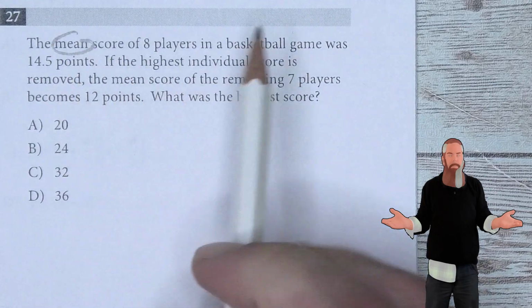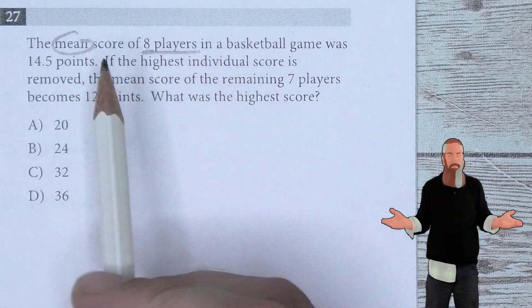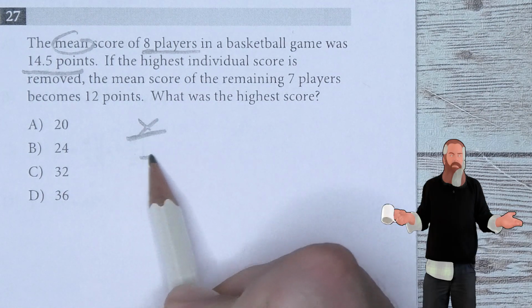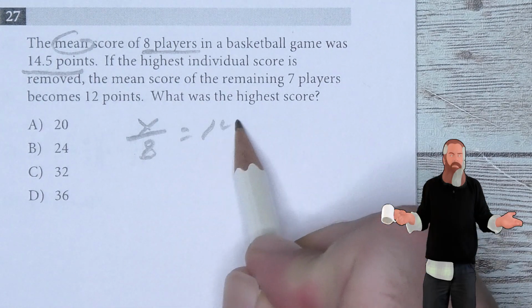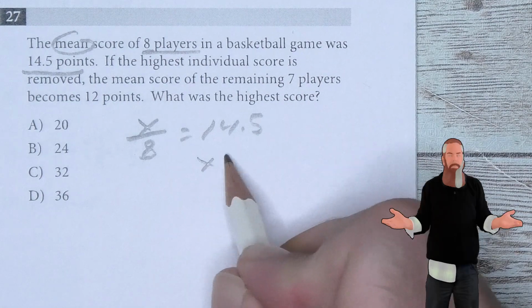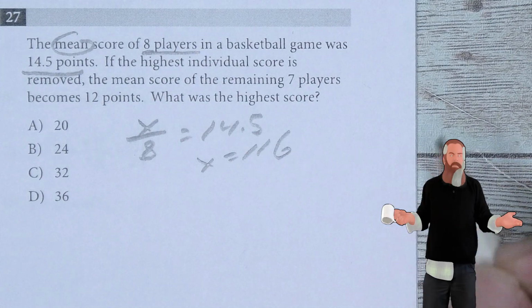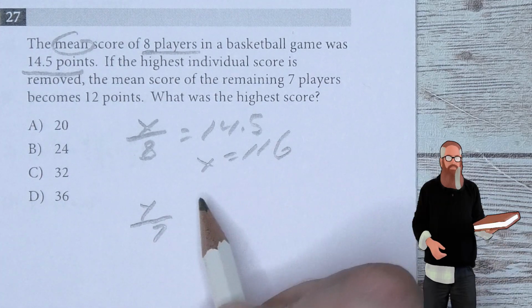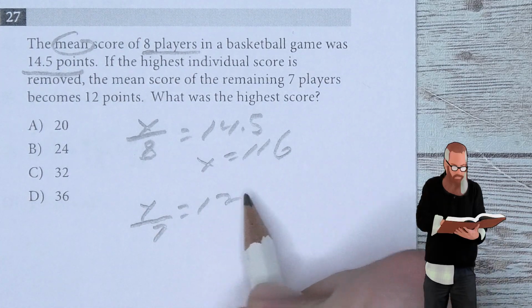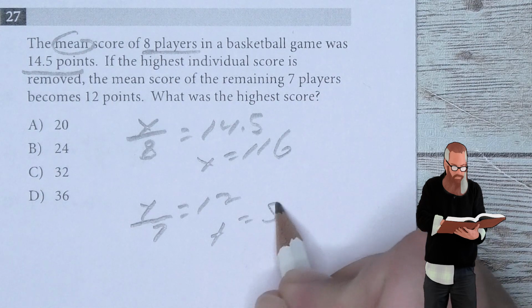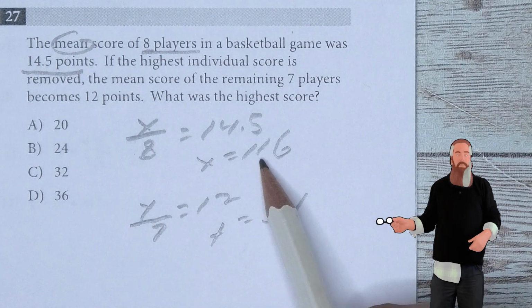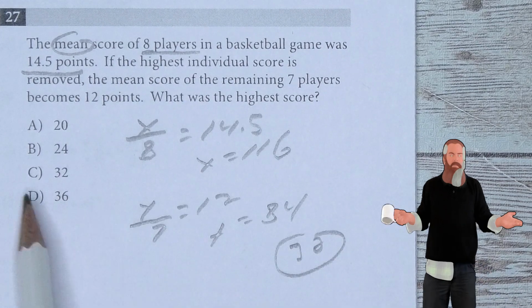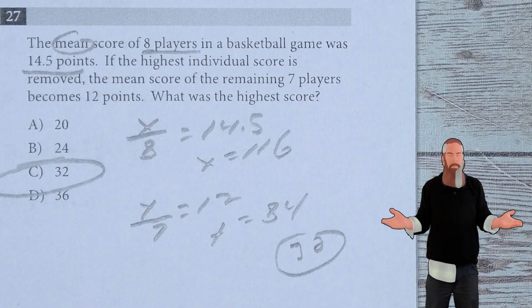So mean is average, and we know that there are 8 players, and the average was 14.5 points, meaning that x over 8 would be equal to 14.5. So x is equal to 116. But if y over 7, we remove the highest player, was equal to 12, then y is equal to 84. Now 116 minus 84 would give us 32 points. That was the highest scoring player, so C is the answer.